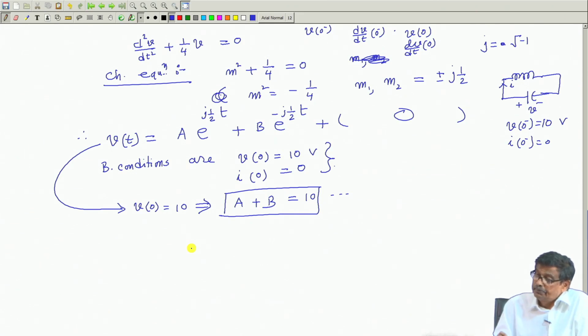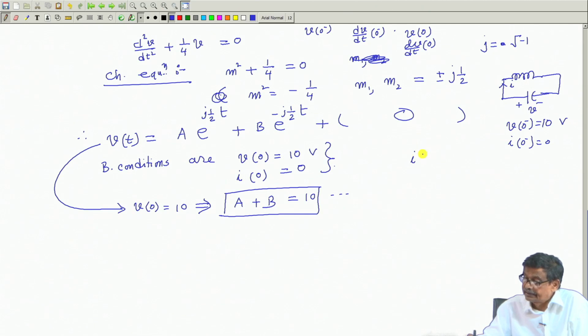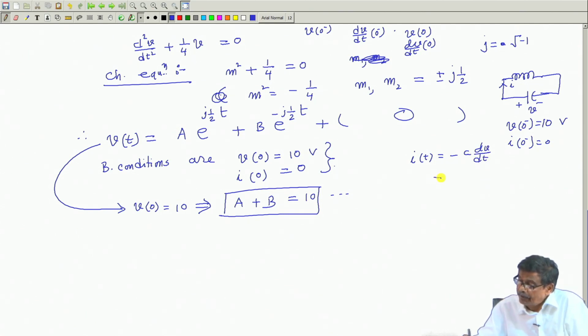Now, the second boundary condition is dV/dt. How do I get that? I have already told you the current in the circuit I(t) is equal to minus C dV/dt. That is what we got. C is how much? 2 farad. So, I is equal to minus 2 dV/dt.